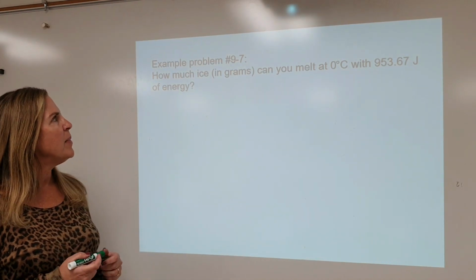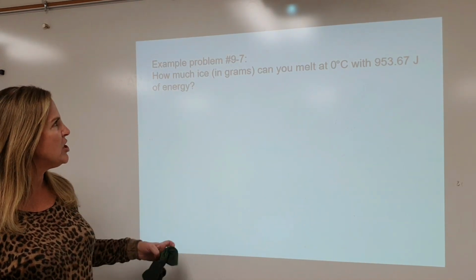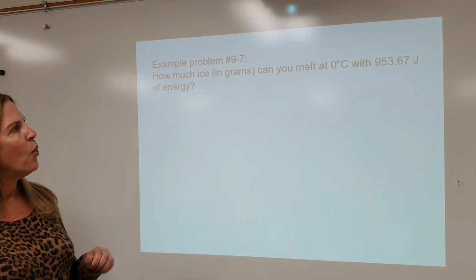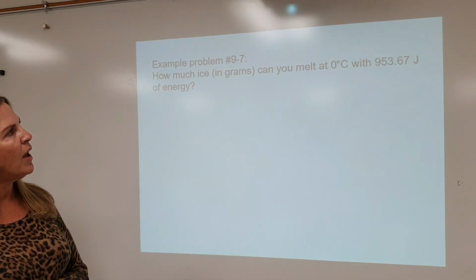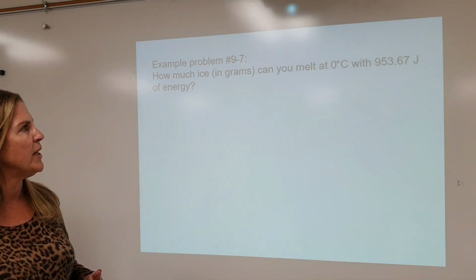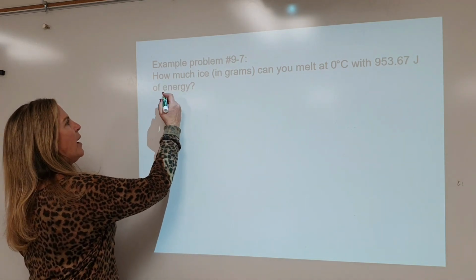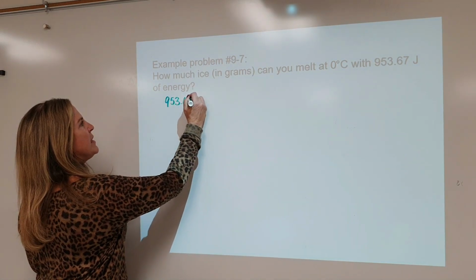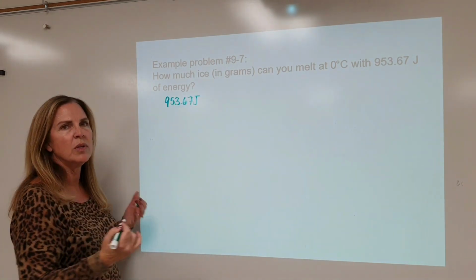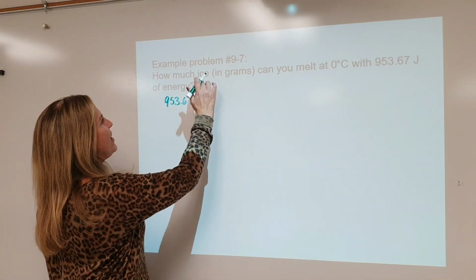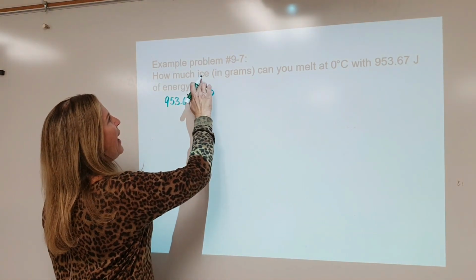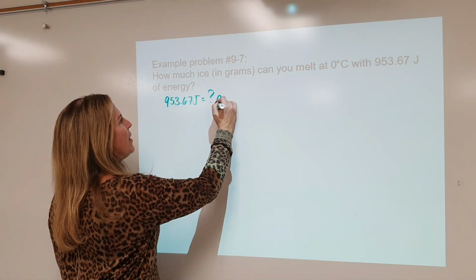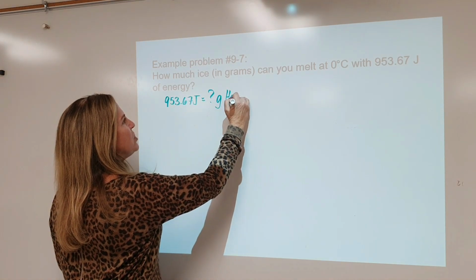All right, we're working on example problem 9.7. So how much ice in grams can you melt at 0 degrees Celsius with 953.67 joules of energy? So, again, I've got 953.67 joules. Joules is energy. And the question is, how much ice? Well, and it does tell me in grams. So I'm going to put question mark, grams of H2O.